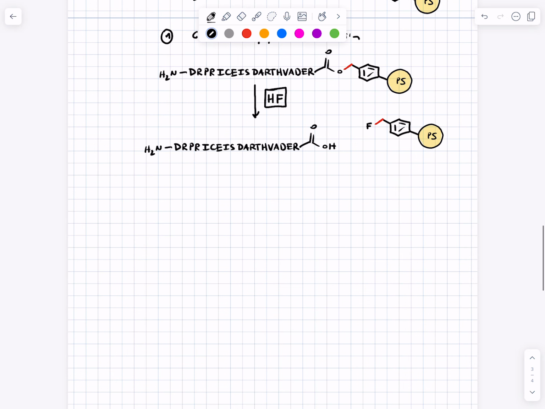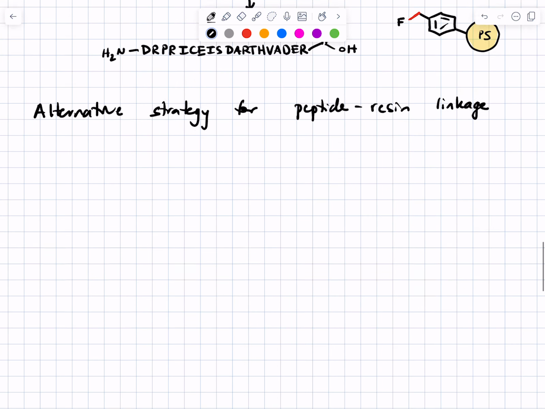So what I've shown you there is the Merrifield method. What I'm going to spend maybe 5 more minutes on is an alternative strategy for the peptide resin linkage. And you're going to see that when we change the peptide resin linkage, we're actually going to need a different protecting group for our amines.